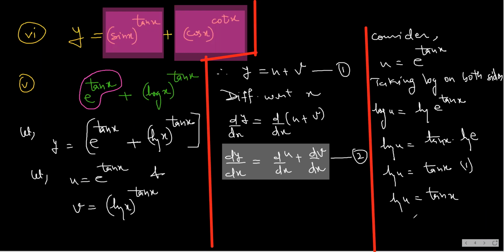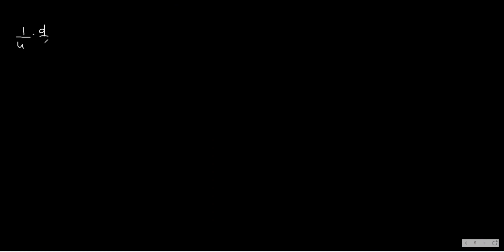So what we will now do is differentiate. Differentiating with respect to x, I get d by dx of log u equals d by dx of tan x. So d by dx of log u, you know what it is: it is 1 upon u, d by dx of u, equals d by dx of tan x, which is sec square x. Now this u multiplies here, so you have du by dx as u into sec square x.